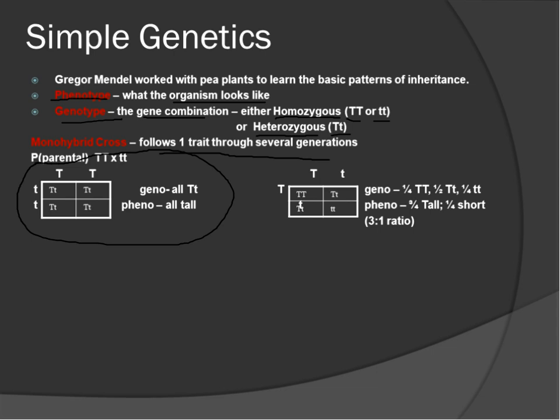So let's take a look at this first example of the monohybrid cross. Can anybody tell me what the phenotype ratio would be? And what the genotype ratio would be? So I need you guys to type in the chat box what you think the phenotype and genotype ratios are for this cross that has already been done for us. So I'll give you guys 30 seconds to figure that out.